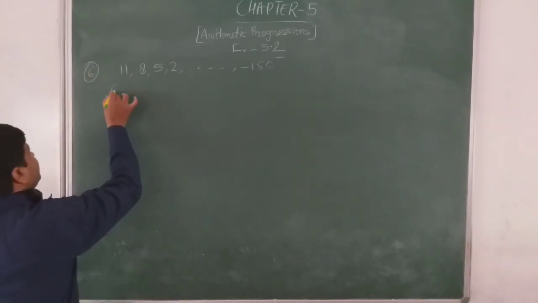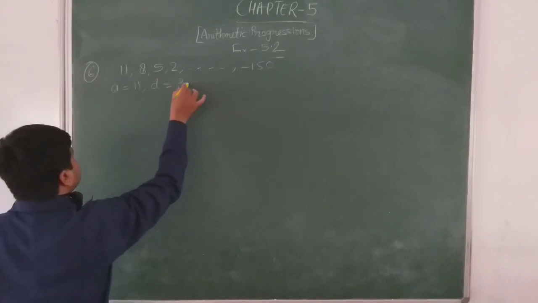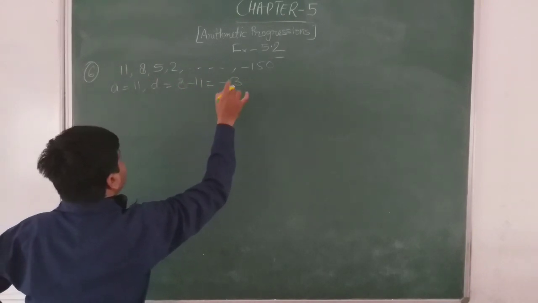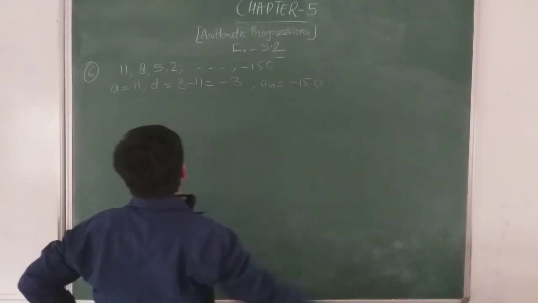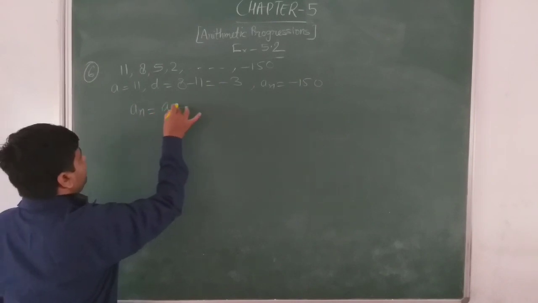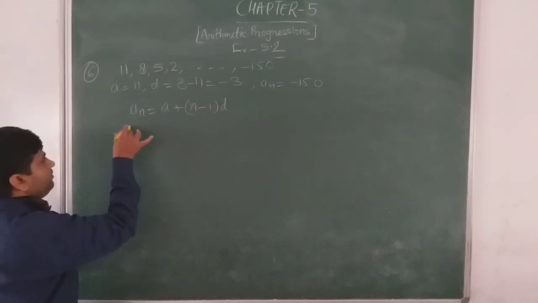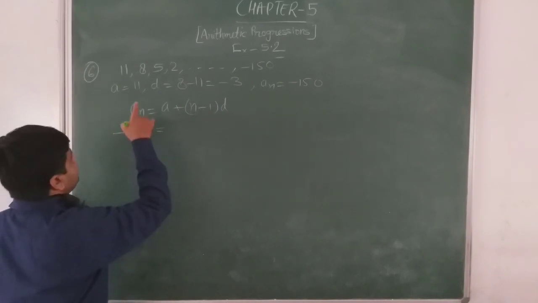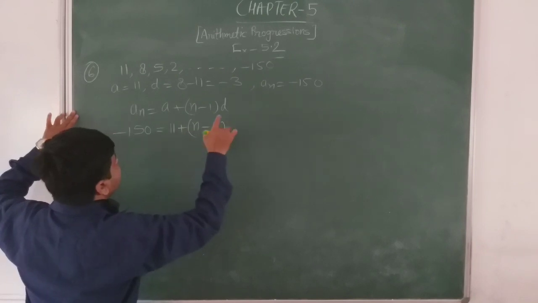So for this, a equals 11, d equals second term minus first term, so 8 minus 11 that will be minus 3. And nth term we are assuming this is minus 150. Take this last term as anything. So an equals a plus n minus 1 into d. Now putting the values, so an is minus 150 equals a that is 11 plus n minus 1 into d that is minus 3.